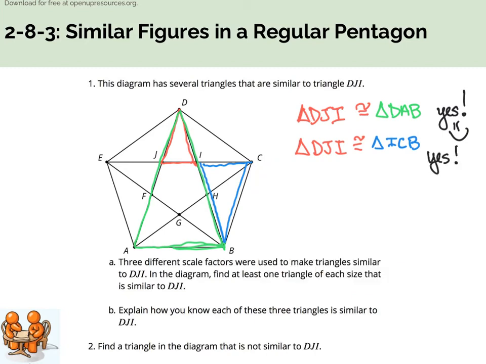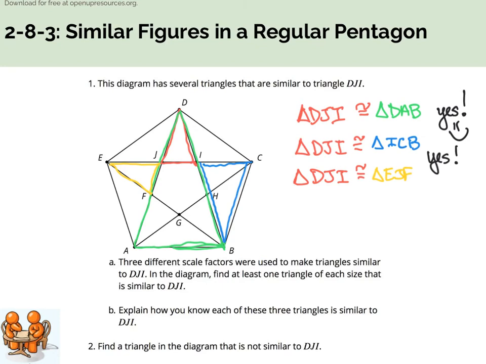Now we need to go ahead and find one more triangle that is similar to that original red triangle, the DJI. And what I'm going to do is look at this one over here. So again, we're going to ask the question, is triangle DJI similar to triangle EJF? And we're asking that question.